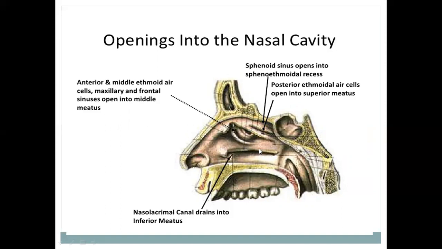This is the middle concha. This is the inferior concha. Below the inferior concha, this gap is called the inferior meatus, and this inferior meatus receives the nasolacrimal duct.